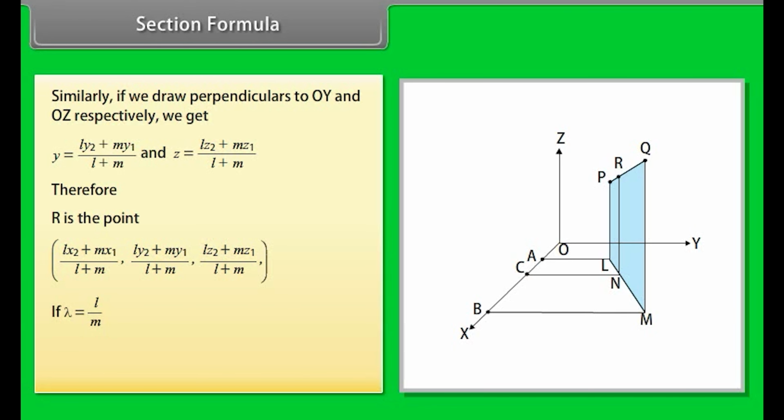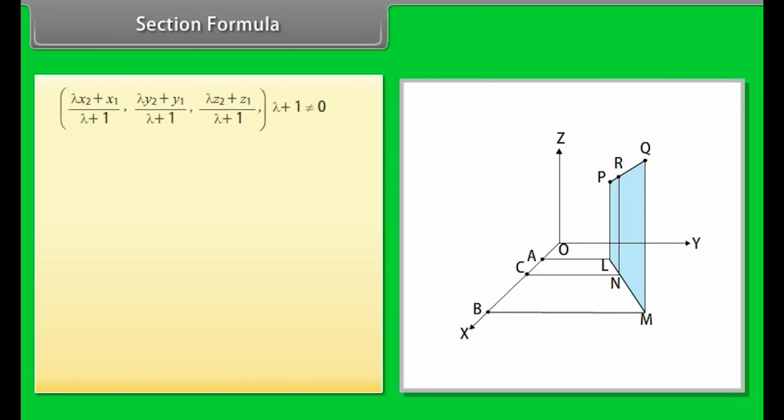If lambda is equal to L by M, then the coordinates of the point R which divides PQ in the ratio lambda to 1 are ((lambda x2 plus x1) divided by (lambda plus 1), (lambda y2 plus y1) divided by (lambda plus 1), (lambda z2 plus z1) divided by (lambda plus 1)), where lambda plus 1 is not equal to 0.